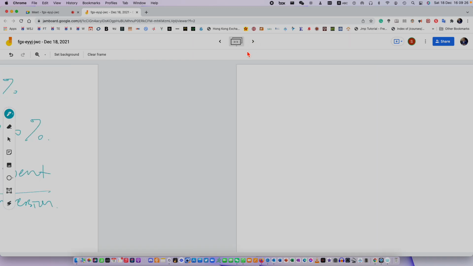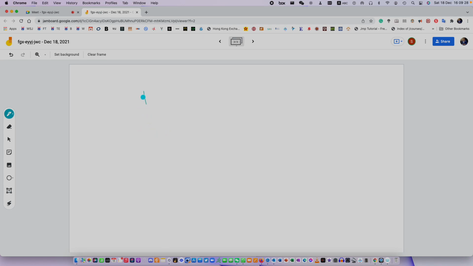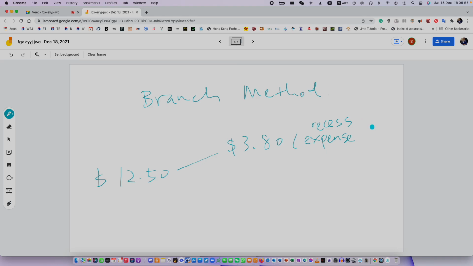You have to think of this question as a branch. I'm not sure if you still remember the branch method. So you start with 12.5, and now you split to 380. This is the expense during the recess. And then you have 870 left. Can you still remember this branch method? Okay, good. So for this question, find the percentage of the expense.